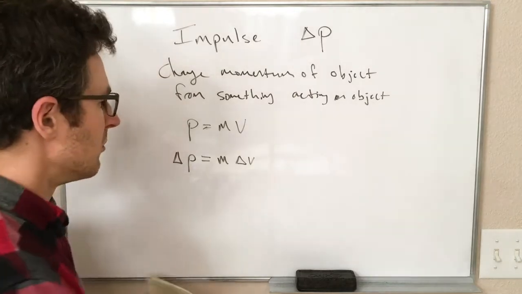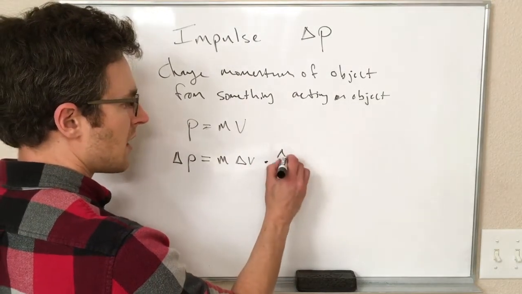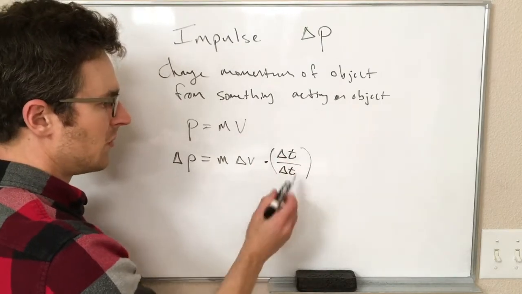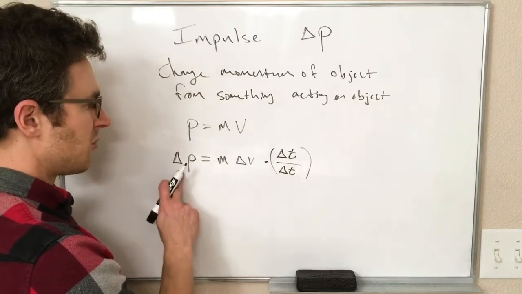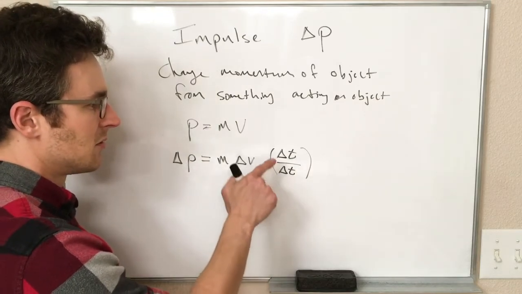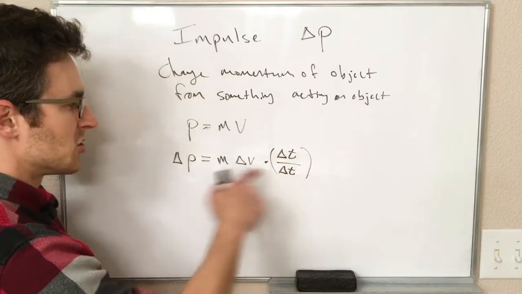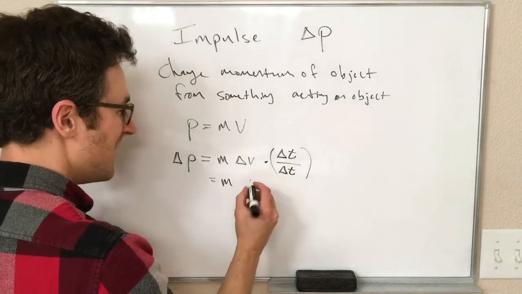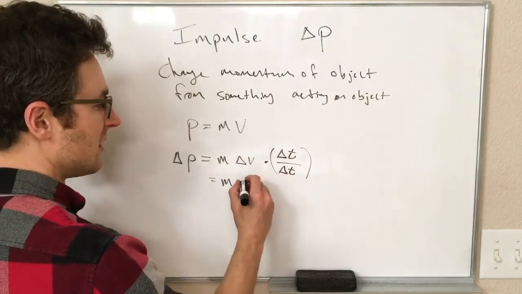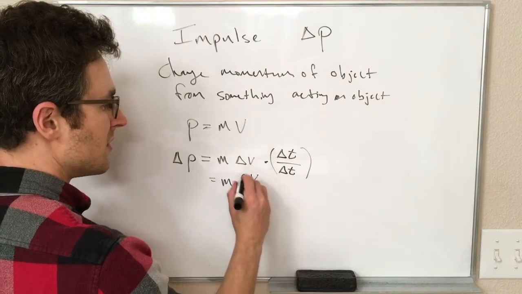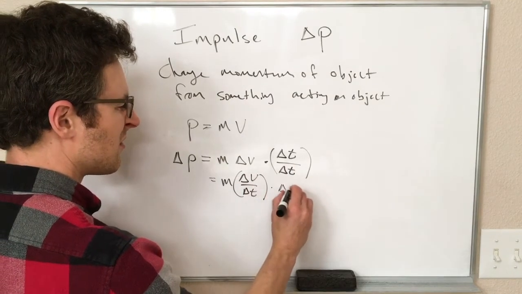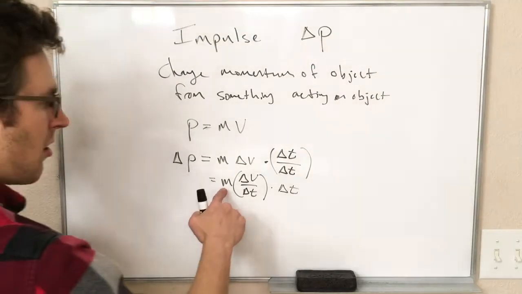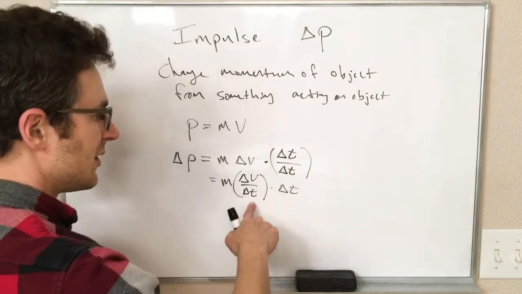So what I'm going to do here is I'm going to multiply this by that time, delta t, divided by itself, right? So this is just equal to 1. So I have delta p equals m delta v times delta t over delta t. So this is just 1. So I haven't changed my equation by multiplying by this. But here's what I'm going to do. So m, I'm going to move one of these delta t's underneath this delta v. And now note what I have here is m times delta v over delta t.